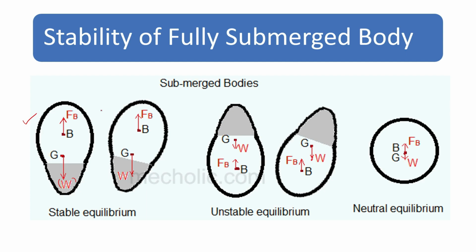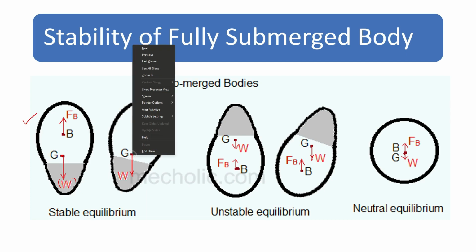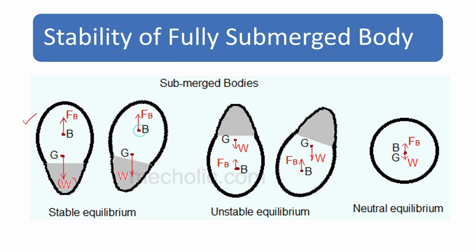Just like the earlier case, we are giving a tilt to this body. When it is given a tilt, the center of gravity will remain here and the center of buoyancy will shift rightward, somewhere here. If you draw the forces FB and W, the forces will be like this. This will cause a couple which will tilt the body back to its initial position. That is, it is creating an anti-clockwise moment.